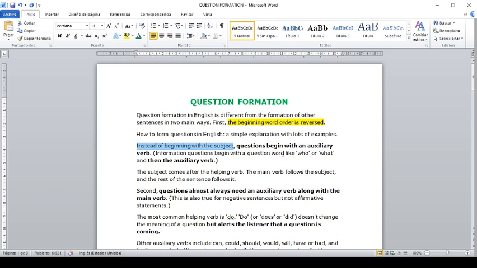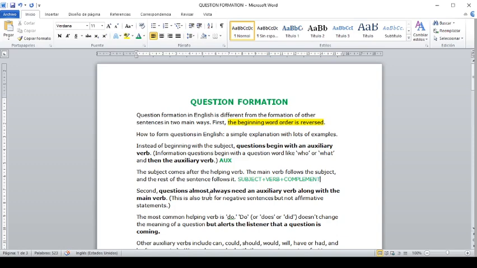Information questions begin with a question word like who or what, and then the auxiliary verb. So, just so it's clear, we begin with the auxiliary verb, okay? Here. Then the subject comes after the helping verb or auxiliary, okay? Meaning, according to this, I hate the color there, subject, and then the main verb follows the subject and the rest of the sentence. So subject plus verb plus complement.